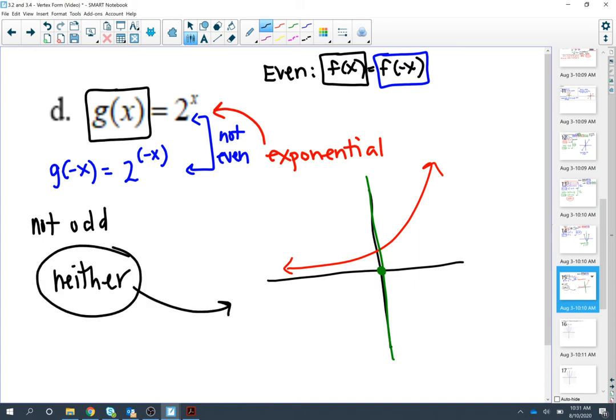And then I would probably write not symmetric to y-axis or origin. So instead of proving this one algebraically, doing our f of x and f of negative x and all that stuff, I would just prove it graphically and say, look at the graph. It's not symmetric to the y-axis. It's not symmetric to the origin. So I'm not even going to waste my time on the algebra. There you go.